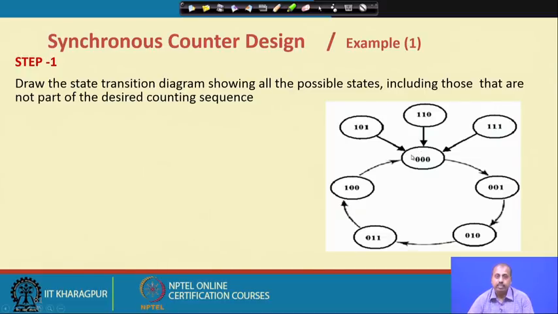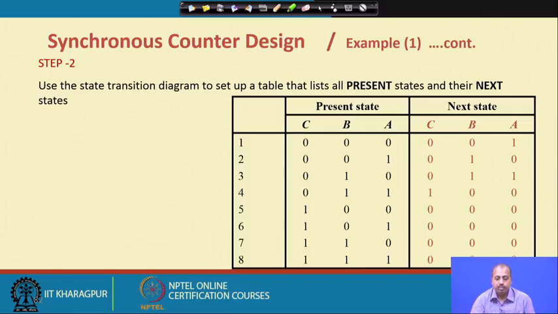It does not tell anything about what to do for the other states. So, we can assume that if the counter by chance reaches any of the states 1 0 1, 1 1 0 or 1 1 1, then at the next clock pulse it will come back to the all 0 state. This is the state transition diagram showing all the possible states, including those that are not part of the desired counting sequence. So, once we are done with this.